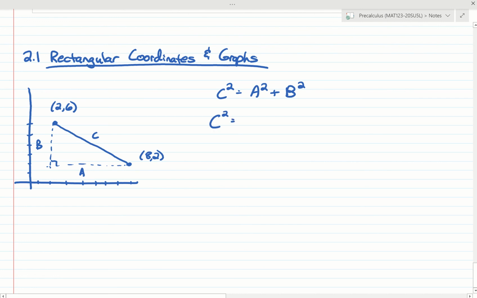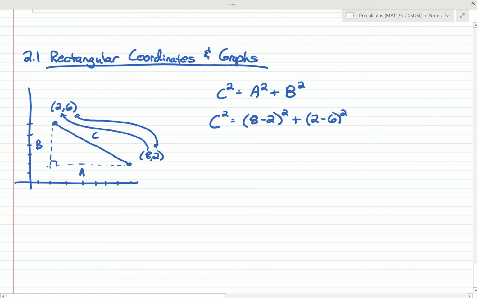So in order to figure out what a is, well, we're going from 2 to 8, right? So how long is that? 6. What you do is you take 8 and you subtract 2, and we're going to square that because that's a Pythagorean theorem. Now b, the y value here is 6, the y value here is 2. So how long is b? The answer is 4, because we subtracted those. But because I did 8 minus 2, I'm going to do 2 minus 6. It doesn't matter because we're squaring it anyway.